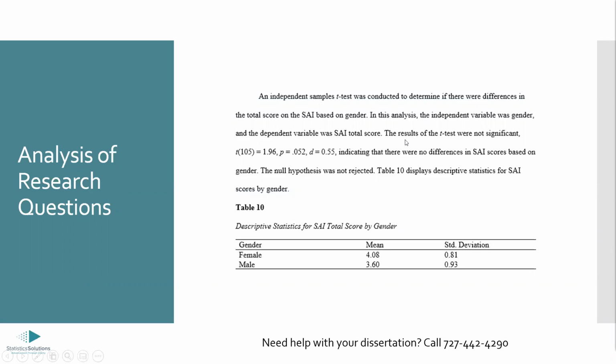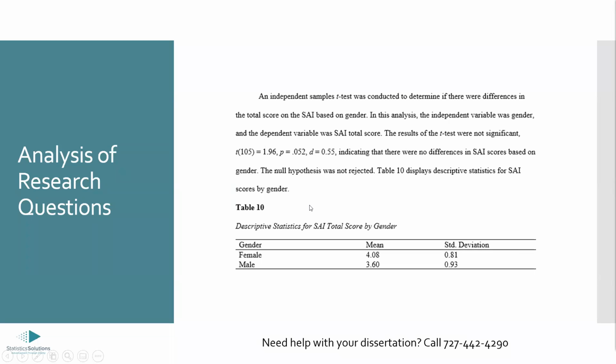In this case, it's not significant. We know that based on our p-value here, which is greater than 0.05. Here we also present our t-statistic with the degrees of freedom in parentheses, as well as our measure of effect size, Cohen's d. And then we have a very clear statement in terms of our hypothesis. We say that the null hypothesis was not rejected.